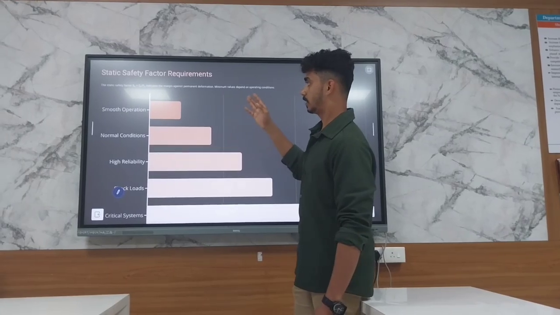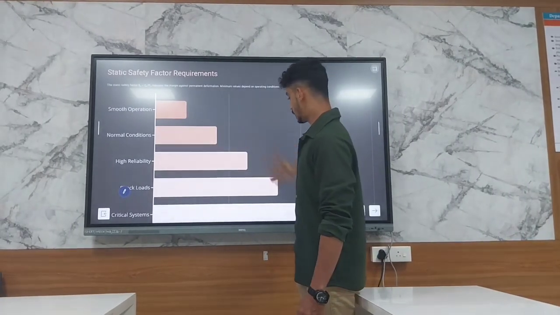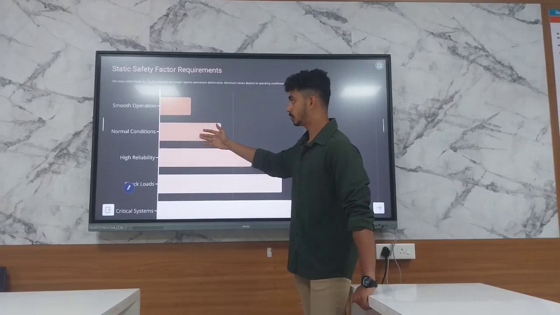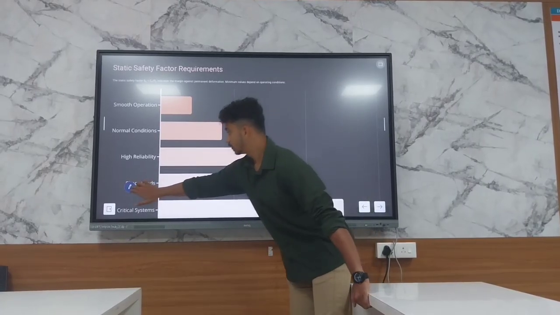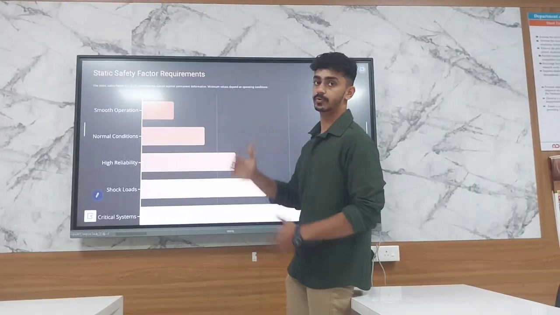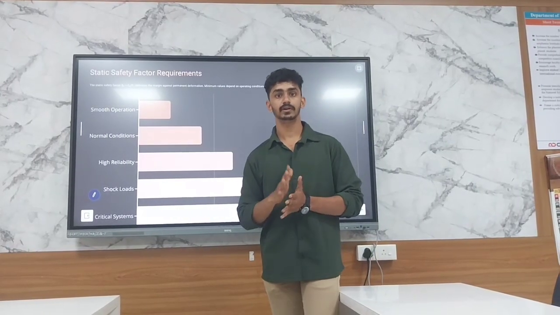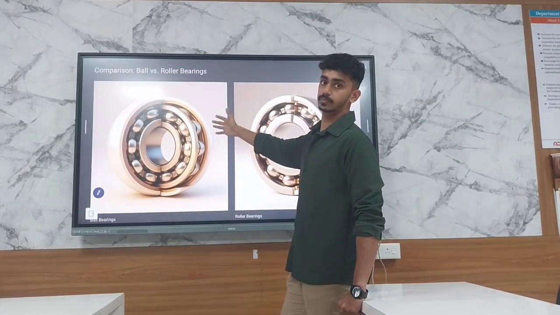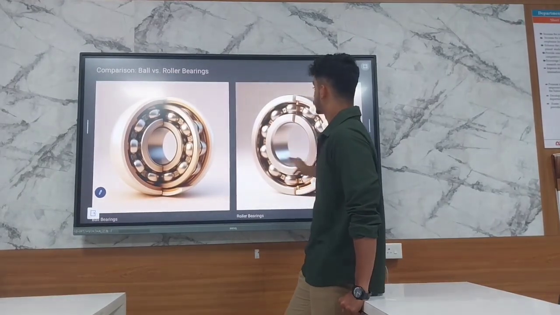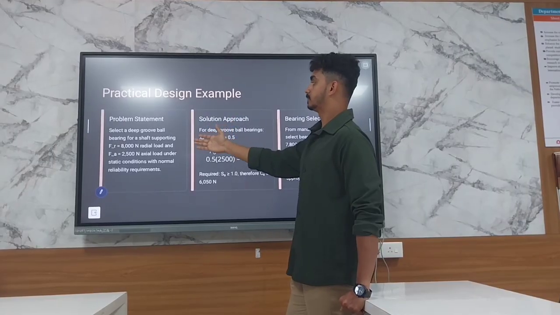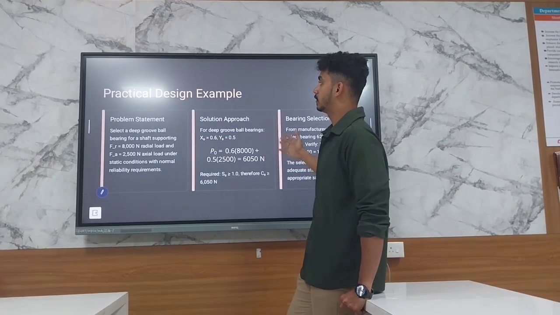Static safety factor requirements. This graph highlights smooth operation, normal conditions, high reliability, shock loads, and critical systems. It is evaluated according to the importance of limiting bearing deformation. Coming to the next part, practical design examples from problems, where some examples have been included.